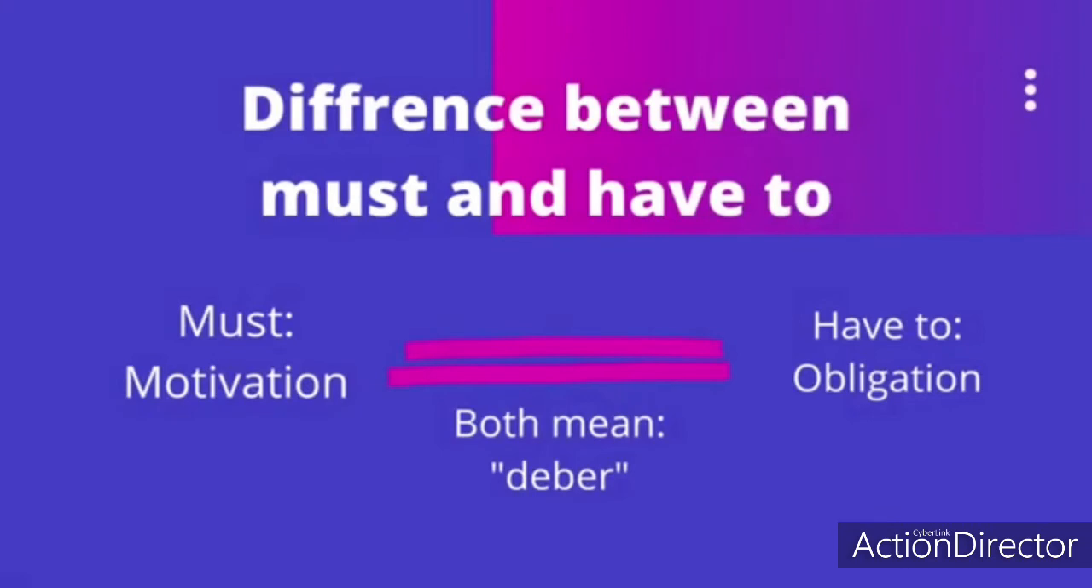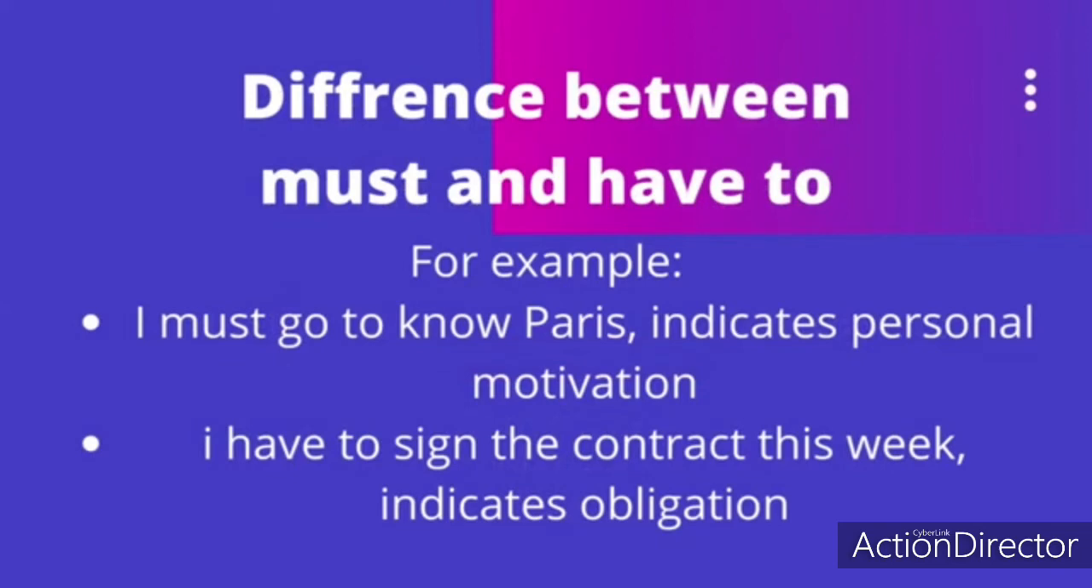Difference between must and have to. Must is a simple modal verb and have to is a complex modal verb. It indicates a duty or having to do something. Must refers to a personal motivation, but have to refers to an external obligation such as rules, the law, something you have to do and that's it. For example, I must go to Paris indicates personal motivation. I have to sign the contract this week indicates obligation.